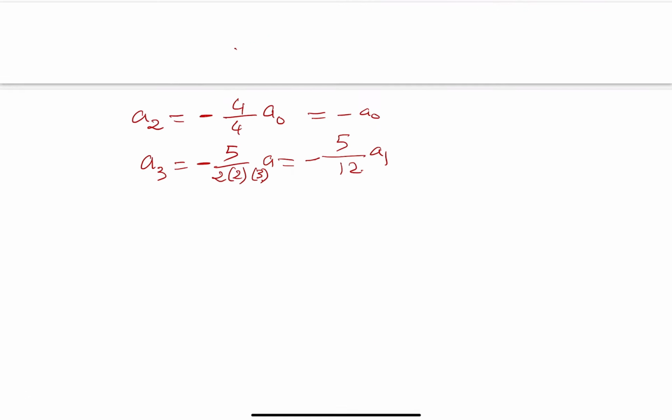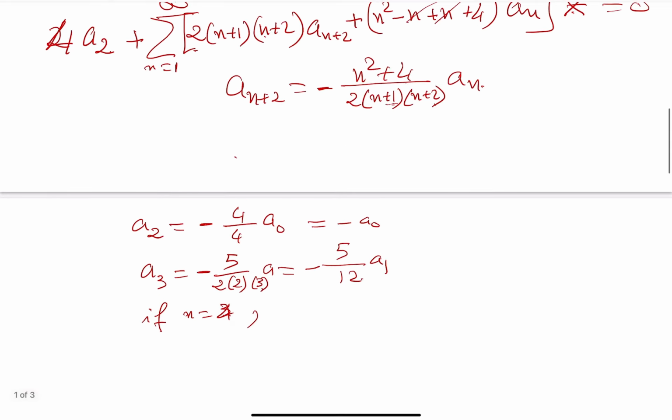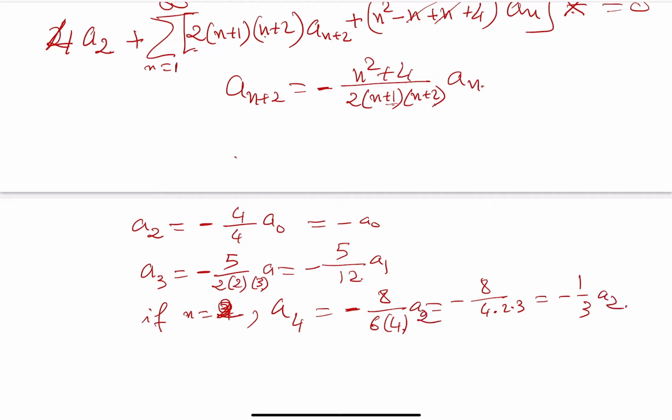So here, if n is equal to 2, you have a4 equal to negative, and n is 2, you have 4, 8, and divide by 2, you have 3 times 4, and you end up having negative 3 over 8, times a2. You have a2 here.